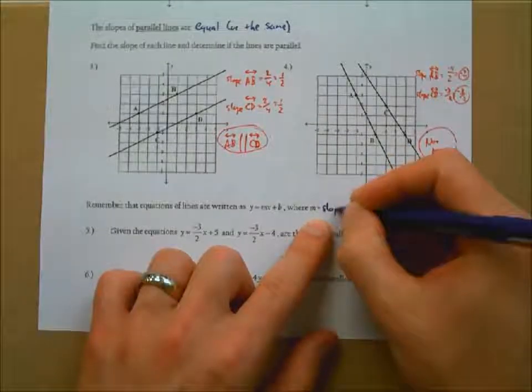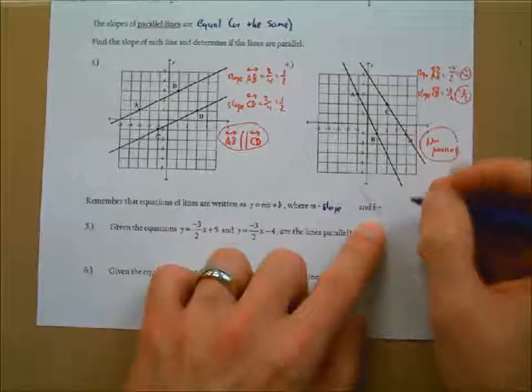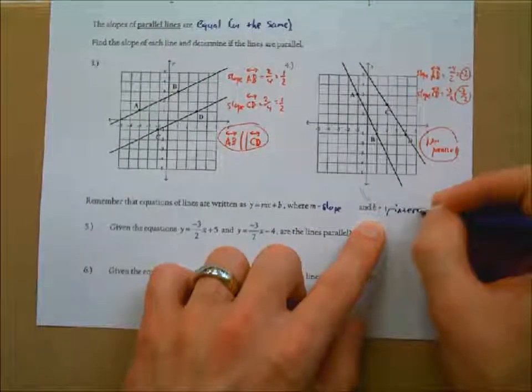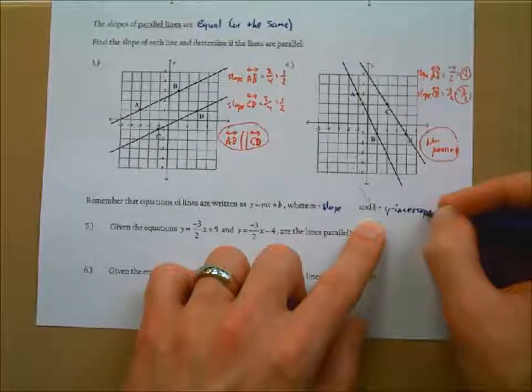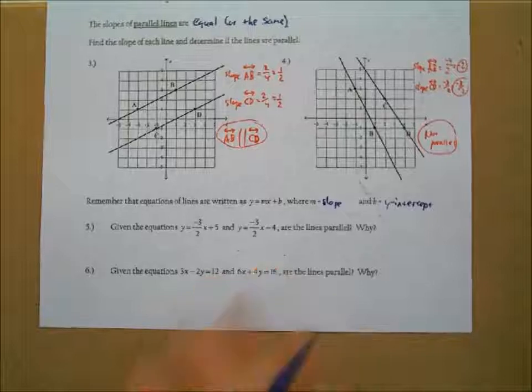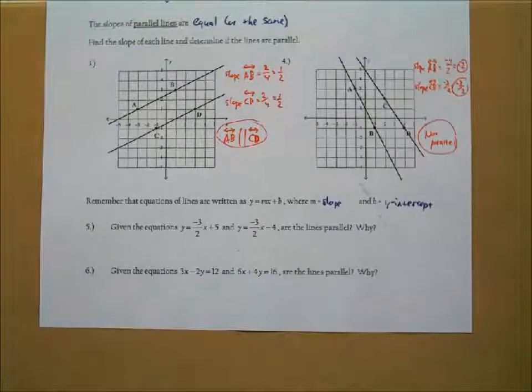Okay, and where m equals the what? Slope. Very good. And b is the y-intercept. Thank you again. I like it when you say y-intercept and not just the intercept, because there's also x-intercept too, and b does not represent the x-intercept.